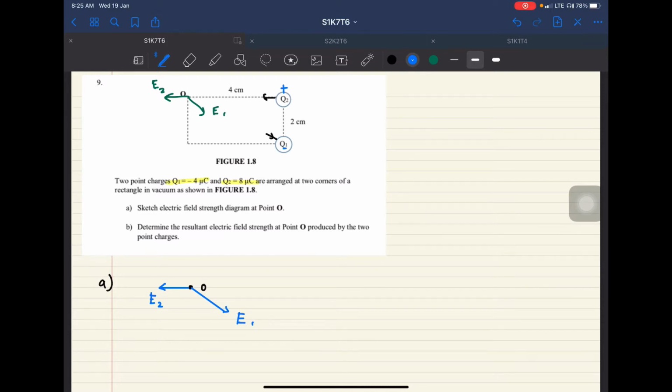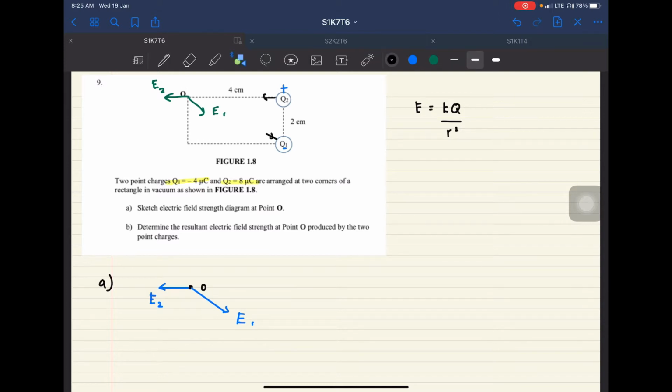The next question, they want to determine the resultant electric field strength at point O. So if we want to find the E net, you have to find the individual electric fields first. If you still remember, the formula for E is E equals kQ over r squared. We're talking about E1, Q1, r1. For r2 you can use 4 centimeter. R1 you have to find, so you can find the r1 first.